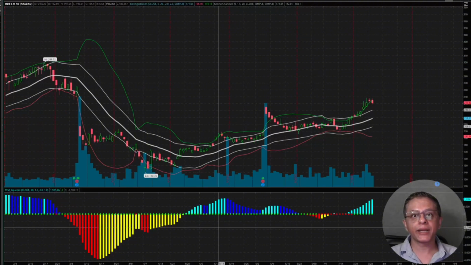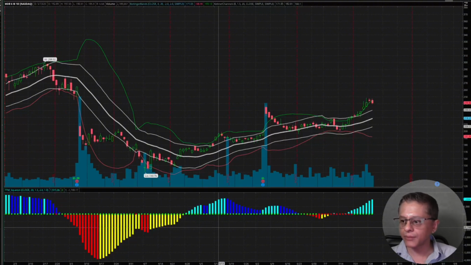But how can you benefit from a stock that is in a squeeze? Stocks don't stay forever in a squeeze. They will eventually break out of a squeeze. So the key to making money in a stock that is in a squeeze is to identify the direction of the breakout, and then you take trades based on that. If the direction of the breakout is up, you take a bullish trade. If it's down, you take a bearish trade.